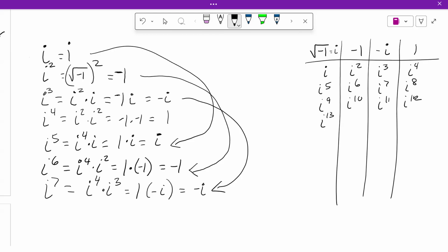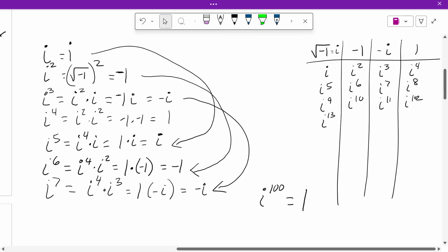Okay? Any power that's a multiple of 4 will equal 1. 1 times anything just returns it back to the original. Okay? So that's why we follow a pattern like this. So what is i to the 100th power equal to? 1. Thank you, Nathan, for being a voice of reason. Because 100 is divisible by 4. So any power divisible by 4 goes in this column, and it equals 1. So i to the 100th power equals 1. Now, it gets a little trickier when you have like i to the 401 power.